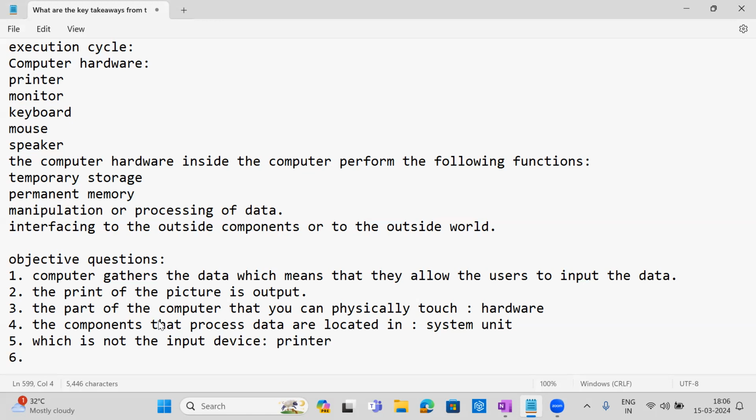Which is an example of the input device? So is it scanner, speaker, CD, printer? So it is scanner.